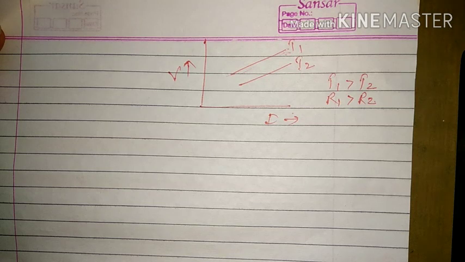Second thing, length of the conductor. If the length of the wire is more, then the number of collisions will be more, and hence the resistance will be more. Third is thickness of the conductor.